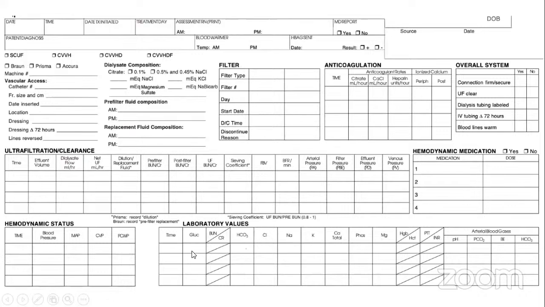Coming to the laboratory monitoring, we consider monitoring ABG as well as electrolytes every 8 hourly, calcium, magnesium and phosphate every 24 hourly, and urea and creatinine every 24 hourly. These values should be mentioned according to the timing, and these values should be serially followed.